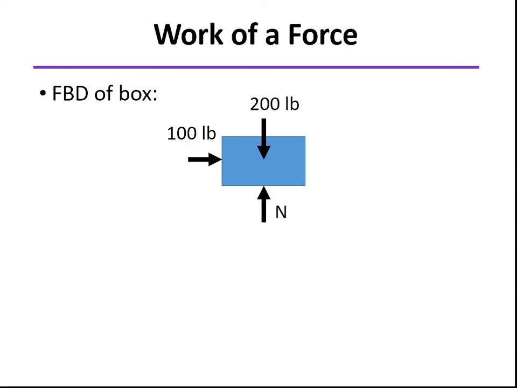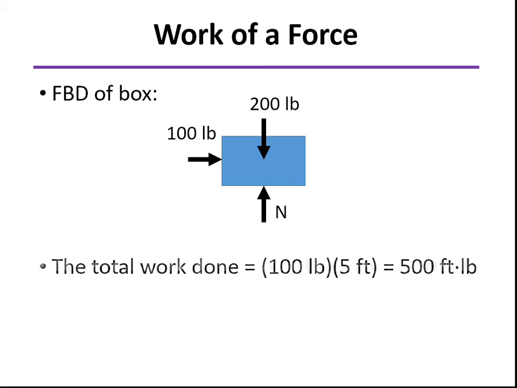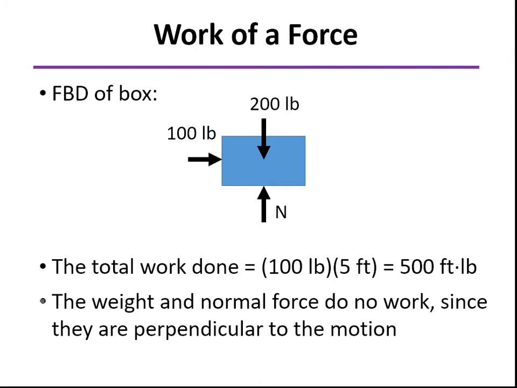You'll see, of course, that without friction, there's 3 forces acting on this box: the 100-pound applied force, the weight, and a normal force. But the total work done is only the 100 pounds times the 5 feet, or 500 foot-pounds. The reason for that is, even though there are other forces, the weight and the normal force, they're perpendicular to the motion, and so they're not doing any work as we move the box from left to right.